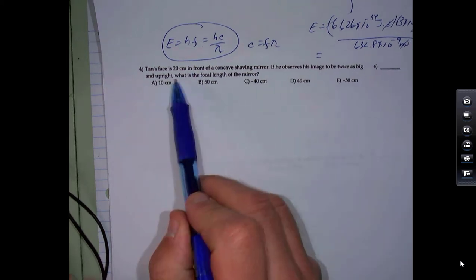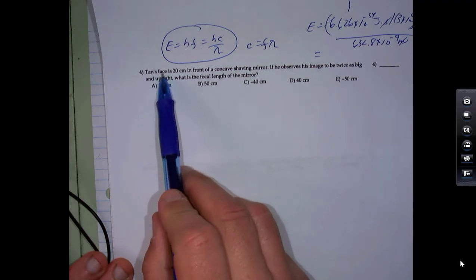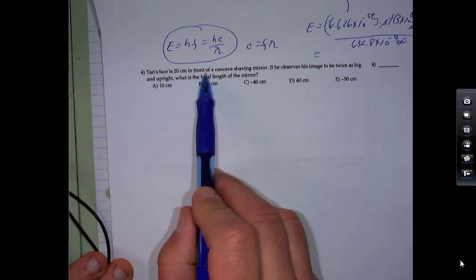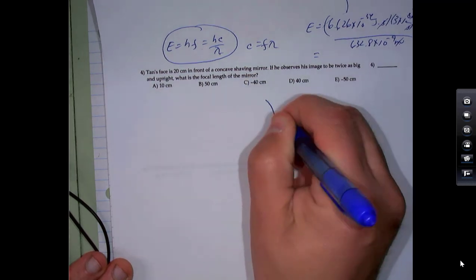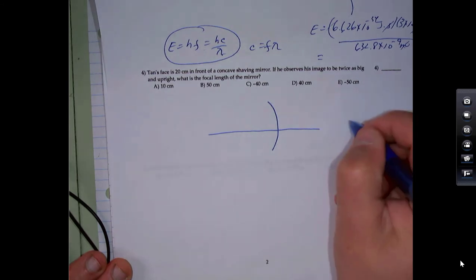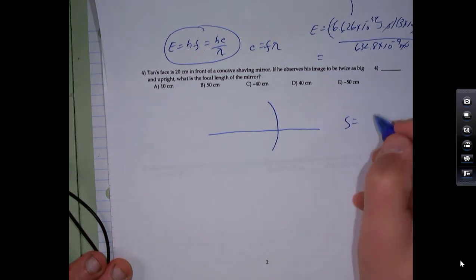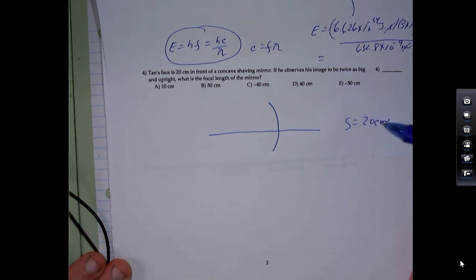Okay, so let's see. This is a geometric optics problem, it looks like. Tan's face is 20 centimeters in front of a concave shaving mirror. Okay, so a concave mirror is this. Okay, so that's the object distance, 20 centimeters. I'm not going to put it in meters right away. I'm just going to leave it in centimeters and just see what I can do with that.